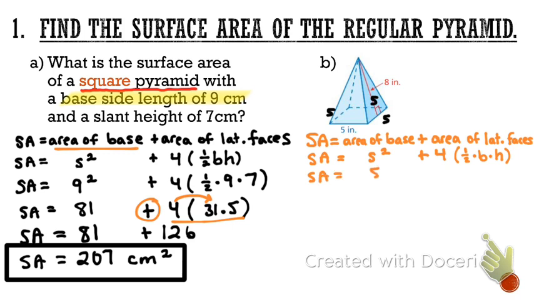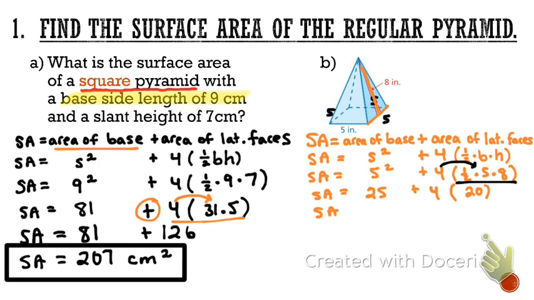S squared, we're going to go ahead and do 5 squared plus 4 times half times the base. We know the base down here is going to be 5. And then you can see the slant height going up is 8 inches. Next up, 5 squared, 25. Plus, remember once again, you want to figure out what goes inside here, and then you'll multiply that by 4. So we've got half times 5 times 8. 5 times 8 we know is 40. Half of 40 is going to be 20.